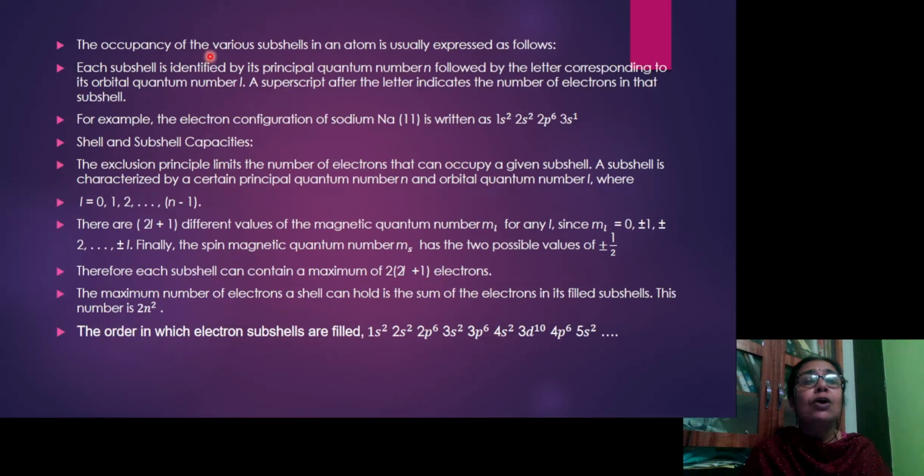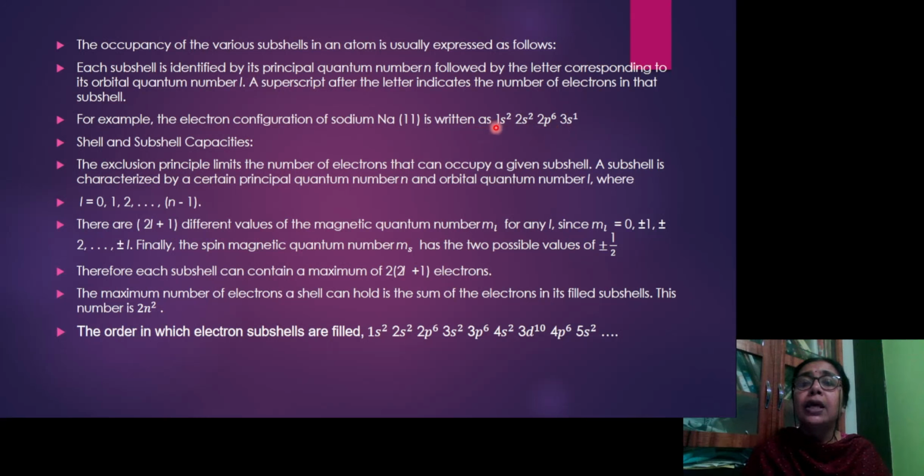Now the occupancy of various subshells in an atom is usually expressed as follows. Each subshell is identified by its principal quantum number n, followed by the letter corresponding to its orbital quantum number L. A superscript after the letter indicates the number of electrons in that subshell. So for example, the electron configuration of sodium, which has atomic number 11, is written as 1s2, 2s2, 2p6, 3s1.